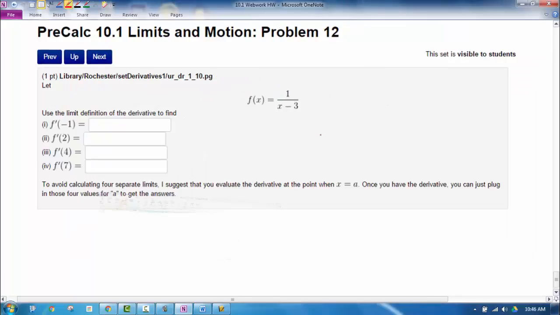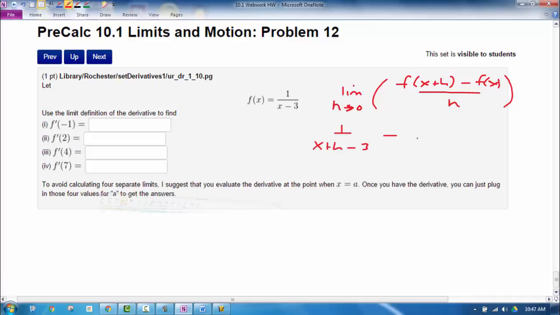Okay, the next problem wants us to use the limit definition of derivative to find the derivative at -1. So to do the limit definition of the derivative, that's the limit as h approaches 0 of f of x plus h minus f of x all over h. And I showed you guys where that comes from. It comes right from slope. So to plug this in, it's a little bit tricky. f of x plus h would be 1 over x plus h minus 3, minus f of x, which is 1 over x minus 3, all over h. And we want to take the limit of that as h approaches 0.